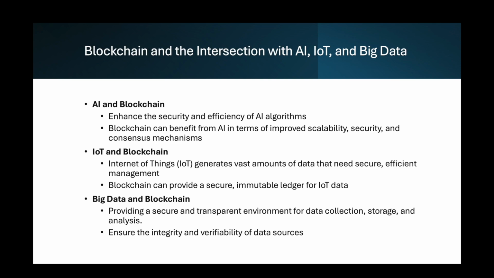IoT and blockchain. The Internet of Things generates vast amounts of data that need secure, efficient management. Blockchain can provide a secure, immutable ledger for IoT data, ensuring integrity and enabling trustless transactions between devices. This can significantly impact smart cities, supply chains, and energy management.